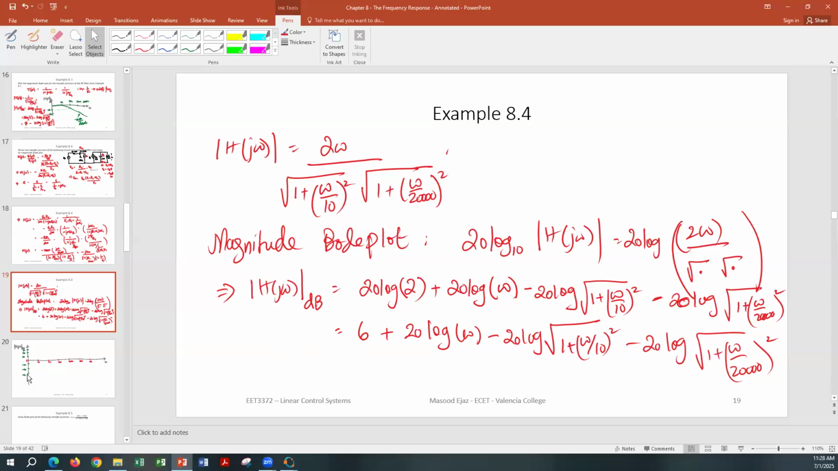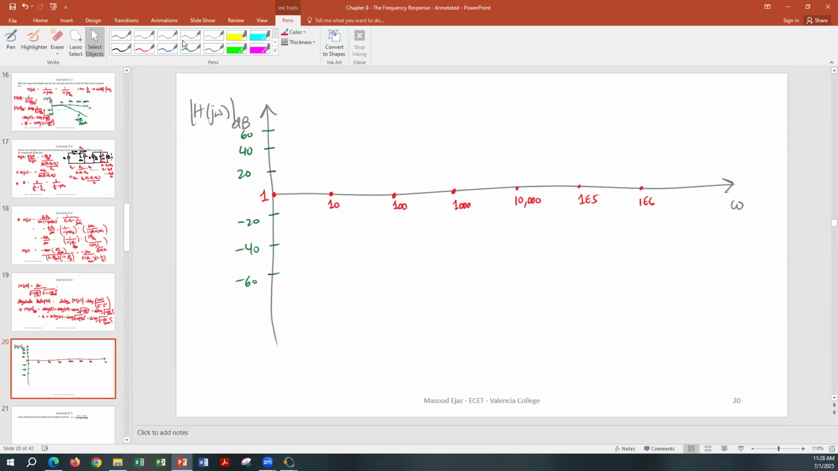Now the first one is 6. 20 is, half is 10, and 6 is somewhere over here, let's say 6. That's going to be on all frequencies. That's a constant. And draw it with the dotted line, because the solid line will be the complete Bode plot. Dotted lines will be the individual Bode plots corresponding to each element.